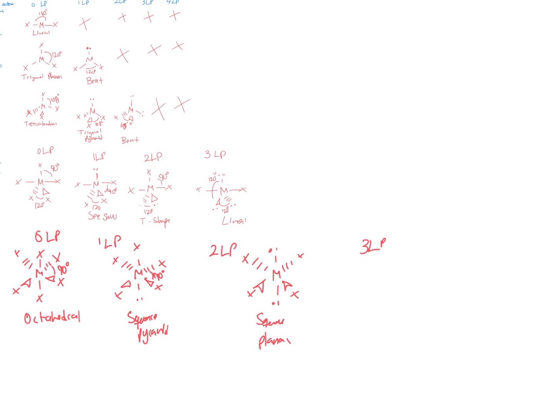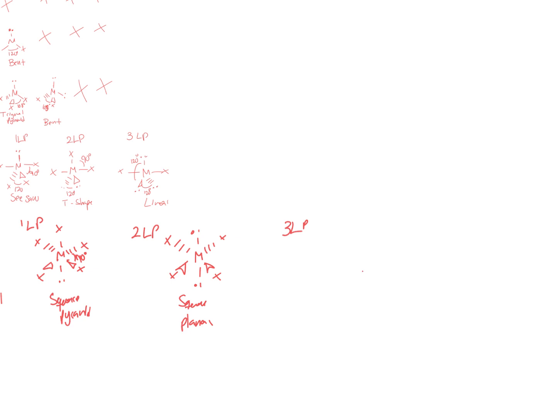We have 3 lone pairs, and for that we'll have M in the middle, and we'll have the lone pairs sort of like this, because again, that is pretty much as far apart as you can get. Everything is the same distance, so I can't really get any further than this. We call this a T-shape. Again, 90 degrees between everything.